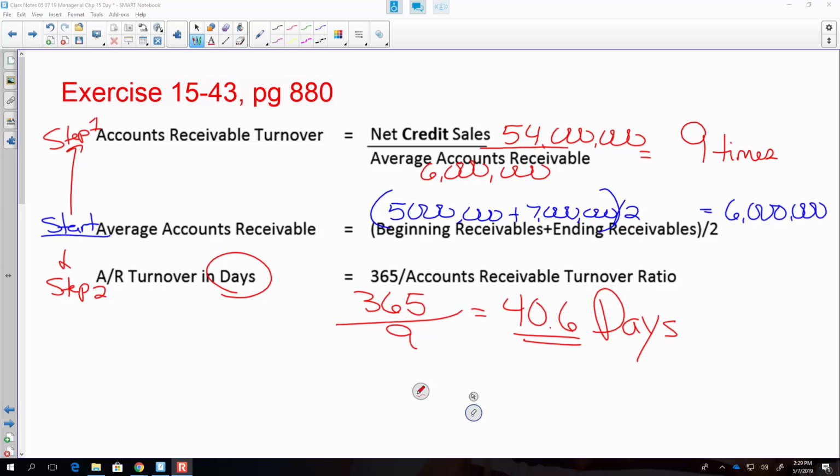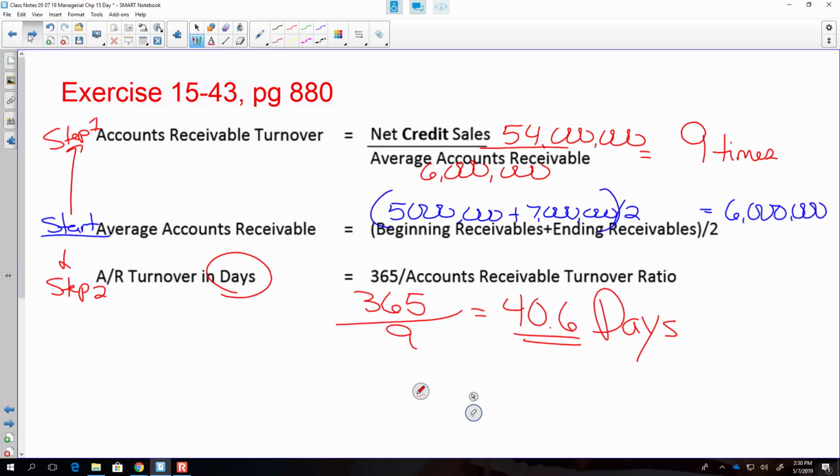Not too bad. If our terms are 30, we could do better, and that would be the goal here. But it's not a bad ratio. Most companies are in that 50 to 60 range, especially smaller companies. Smaller companies have a harder time collecting their money than bigger companies. Again, that has to deal with leverage. Any question on our turnover ratio? Hopefully this should be somewhat of a review.